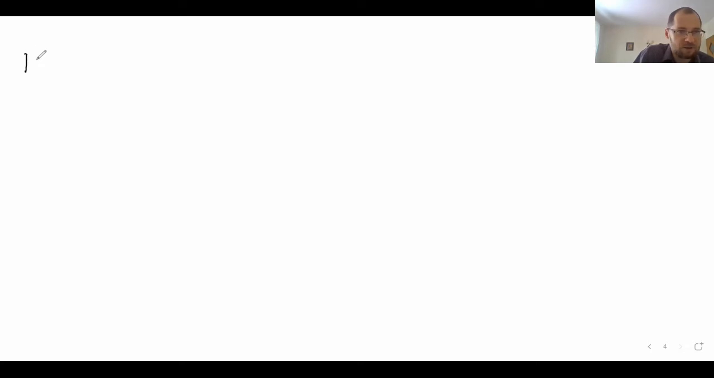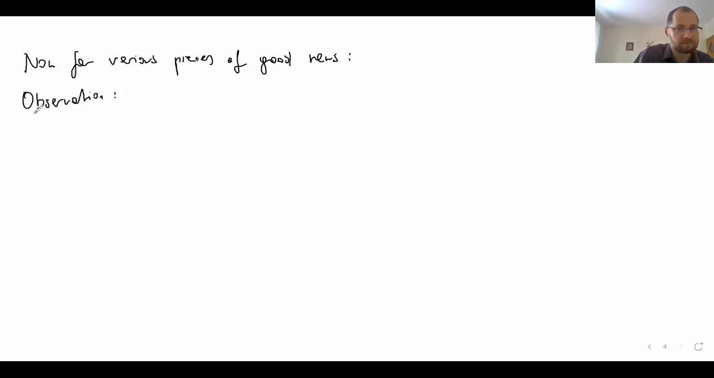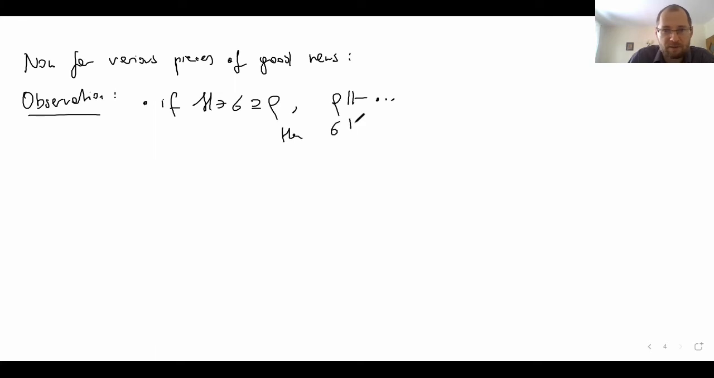So now let's turn to various bits of good news. First, let's make some trivial observations. If we have an assignment in the family, say sigma, and that extends another assignment, say rho, and rho forces whatever it is, then sigma forces the same thing. So forcing is always preserved under extending an assignment. This is just by definition.